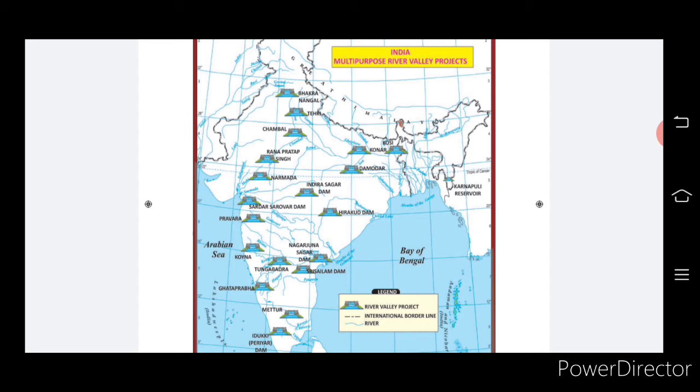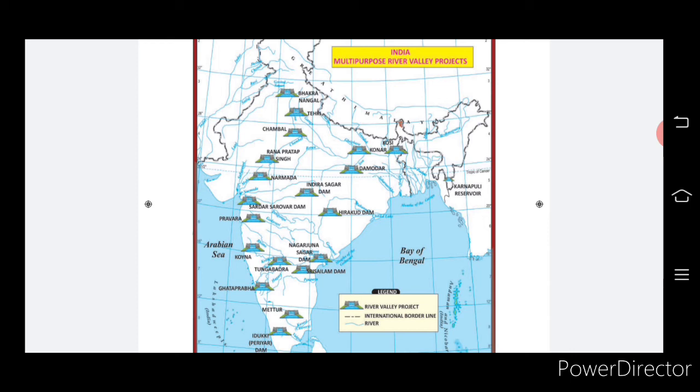Just now I told you an example, Nagarjuna Sagar Dam. You have to work out where the river is flowing. And the Tungabhadra valley project, the river Tungabhadra is flowing, and the benefit states. So you have to work out this important map, the India multi-purpose river valley project. You have to mark it. You can use colors, sketches, anything. It should be very colorful, and the presentation should be very good.